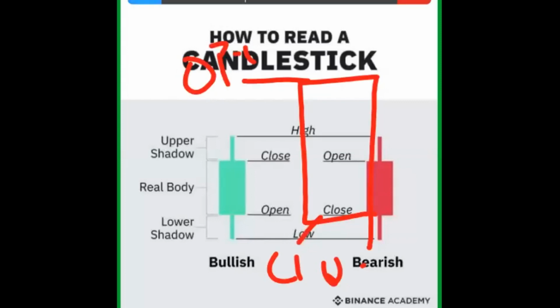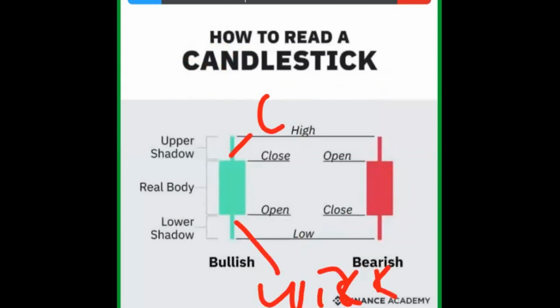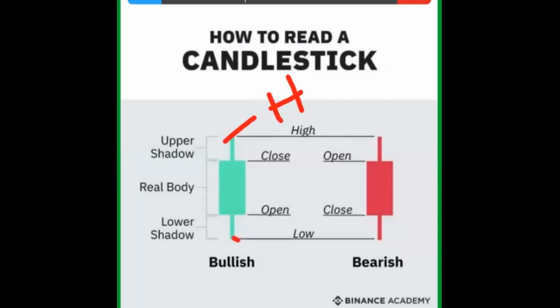Now, what it forms, this thick thing you see, is what we call the body. And this, I don't want to complicate it, is what I can call the wick. I don't want to complicate with a lot of trading words. So you just know that the green candle opens at the bottom, closes at the top, and the red candle opens at the top and closes at the bottom. And what you see up here is its high, and what you see down here is its low.